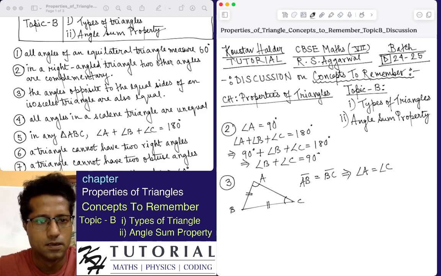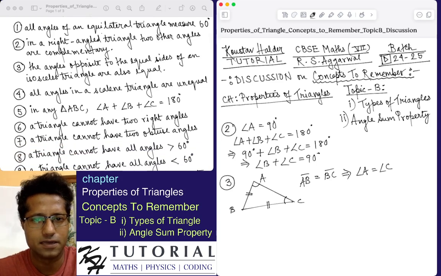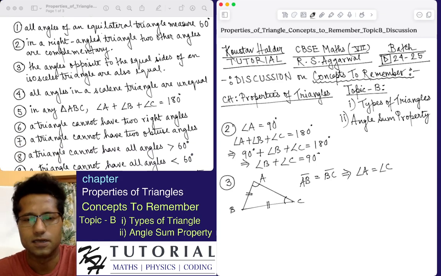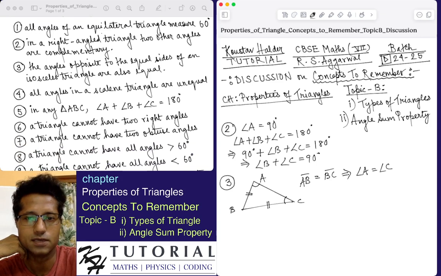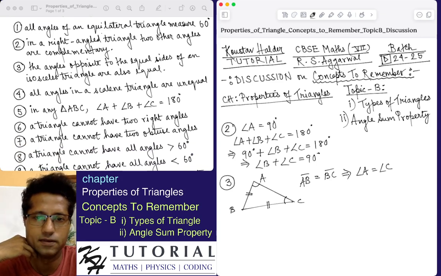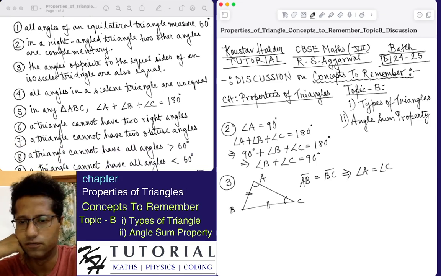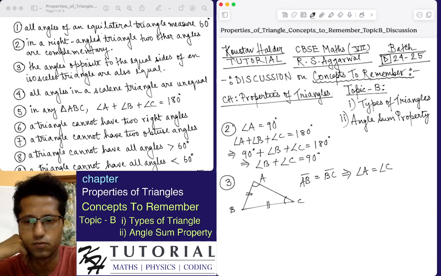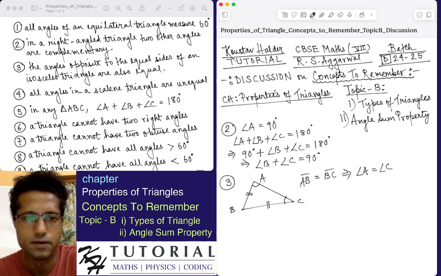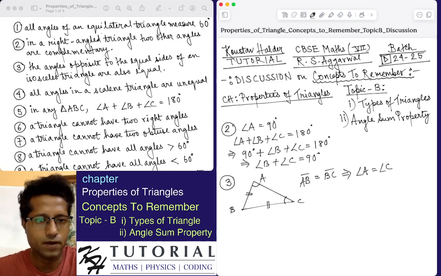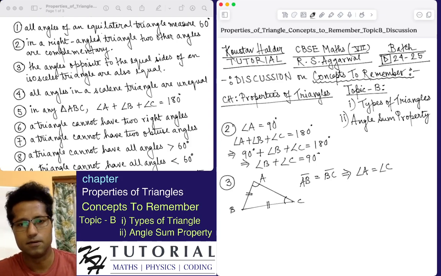Okay. Point number 4, all angles in a scalene triangle are unequal. Now in a scalene triangle, you know that all the sides are of unequal length, they are different. So in that case, the angles are also different. Now I don't know the proof, but please remember this as a fact or as a concept, that in a scalene triangle all the angles are also different. Okay. Point number 5 we have already discussed. It is the angle sum property.